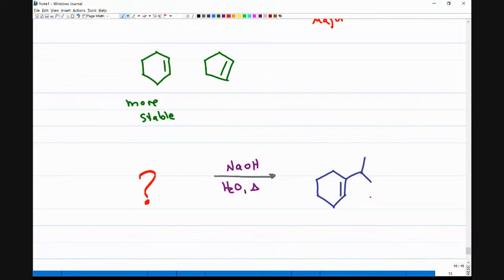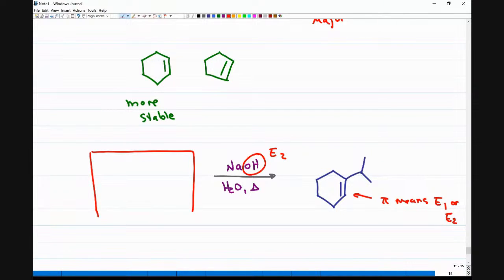As soon as you notice the fact that you have a pi bond means that it came from an elimination, E1 or E2. I don't yet know. Looking at this, that's a strong nucleophile. I know it was an E2, not an E1 reaction. With an E2 reaction, the first thing you do, and I should have put a question mark because where am I going to draw the molecule? With an E2 reaction, you redraw your skeleton exactly as you see it.